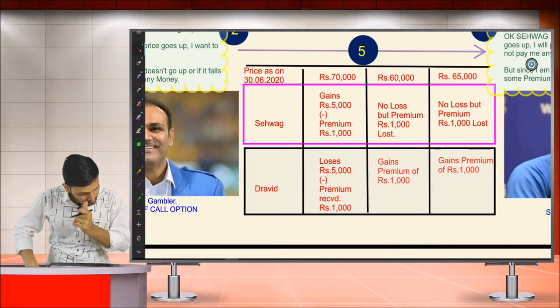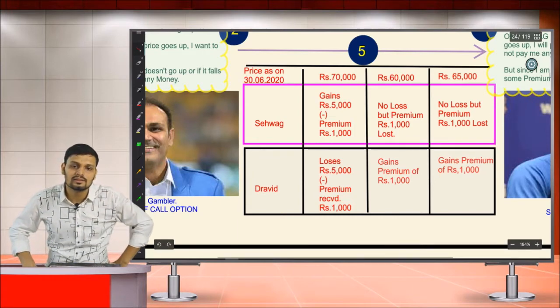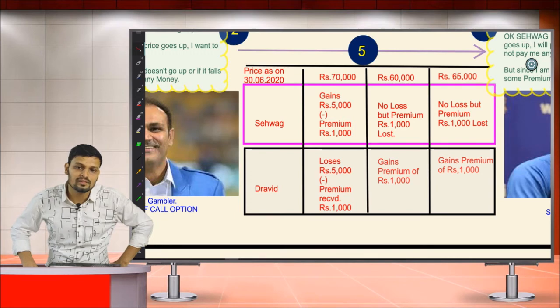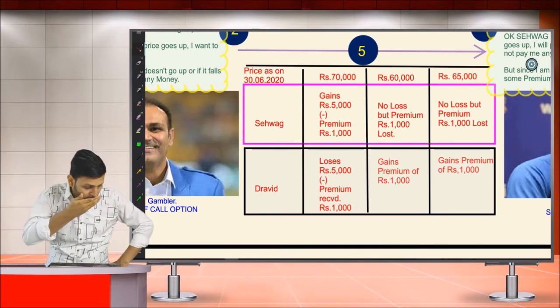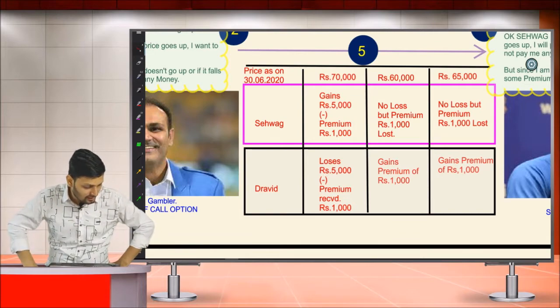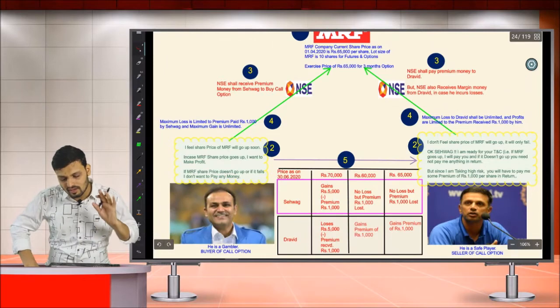But were you able to understand this options contract? That is the contract between Sehwag and Dravid. So this is what all happens in the call option.